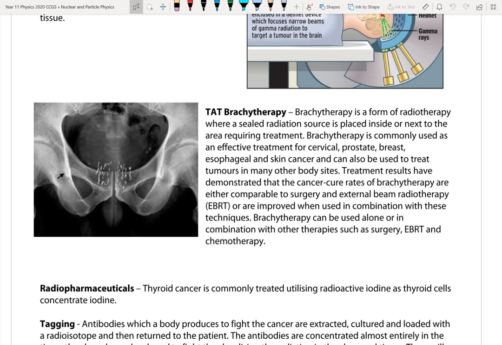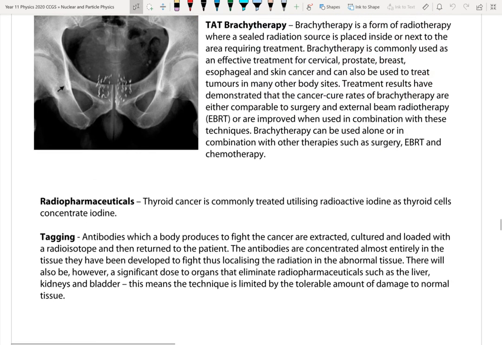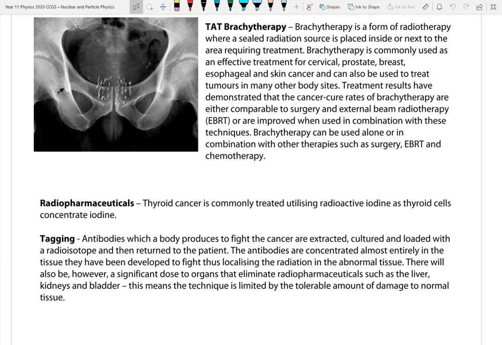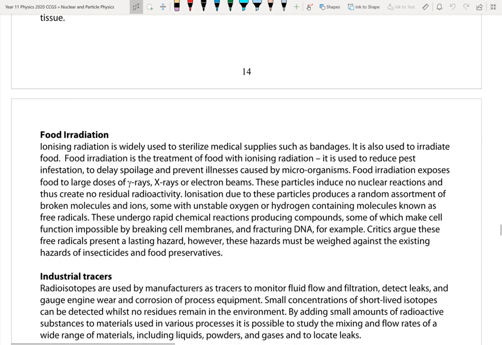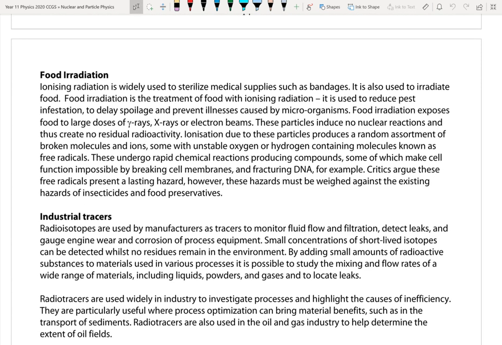Okay? So those are the three main ones. Your gamma knife, your brachytherapy, and your radiopharmaceutical. Okay? And then tagging antibodies, that's more of a biology medicine. Then there's just quick little applications in industry. So I'll get you guys to read this in your own time, because today I want us to look at rates of reactions and things like that. But you can use it to irradiate food, sterilize things.